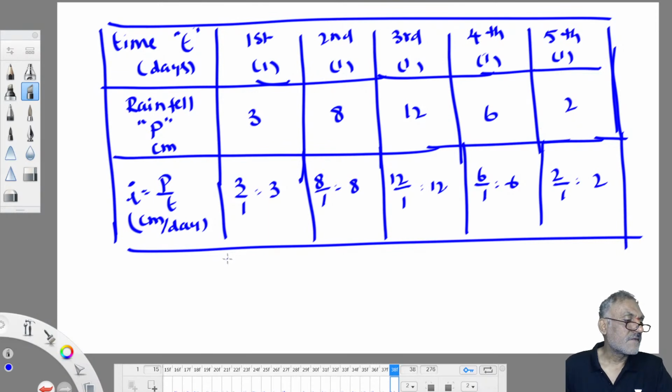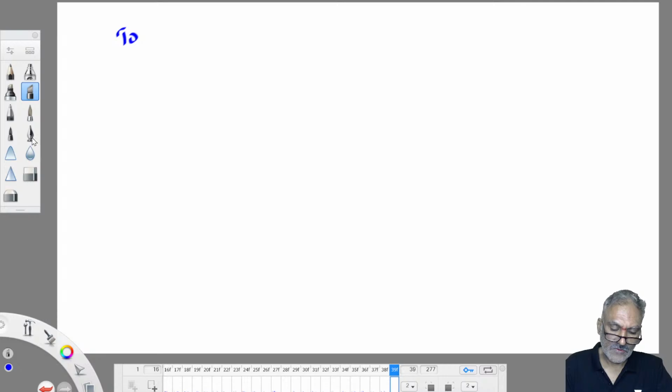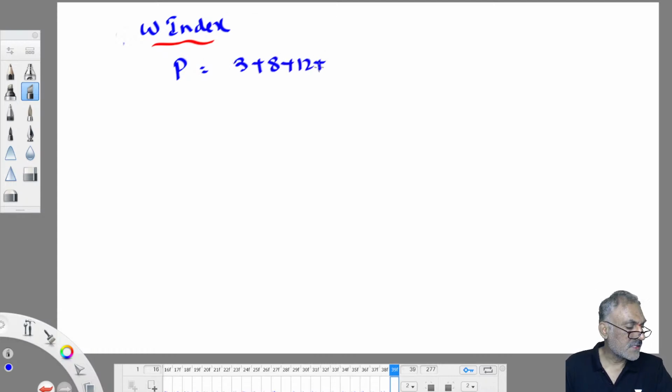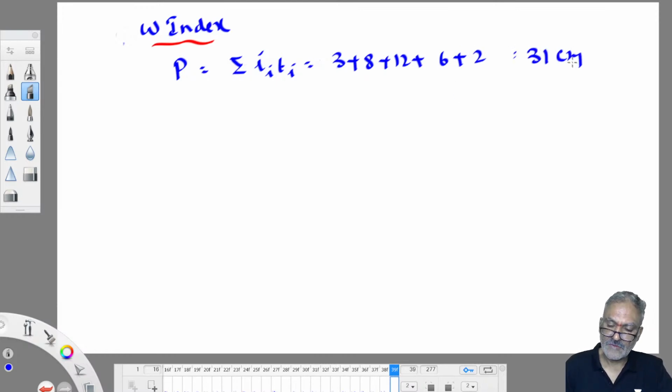Then what have been asked to find out? The value of phi index. Runoff is given. First what we do, we'll work out the W index as usual. P is equal to 3 plus 8 plus 12 plus 6 plus 2. You can write sigma I into T. All values you can comfortably take without neglecting anything. So it is 3 into 1, 3, 8 into 1, 8, 12 into 1, 12, 6 into 1, 6, 2 into 1, 2. 31 centimeter. T is equal to 1 plus 1 plus 1 plus 1 plus 1, 5 days.